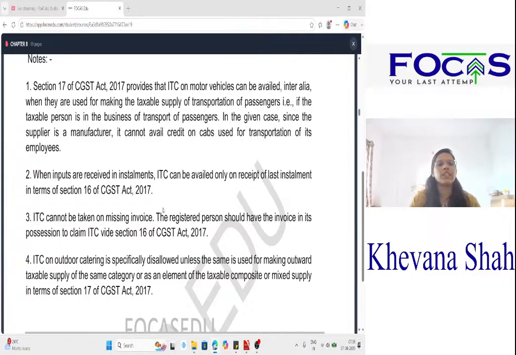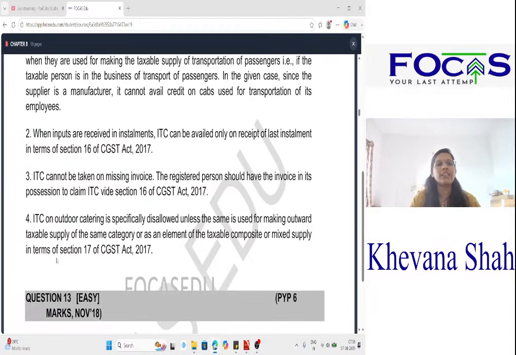Then when inputs are received in installments, ITC can be availed only on the receipt of the last installment. Then ITC cannot be taken on a missing invoice. The registered person should have the invoice in its possession to claim the ITC. And ITC on outdoor catering is specifically disallowed unless the same is used for making outward taxable supply of the same category, or as an element of a taxable composite or mixed supply, in terms of section 17 of the CGST Act.